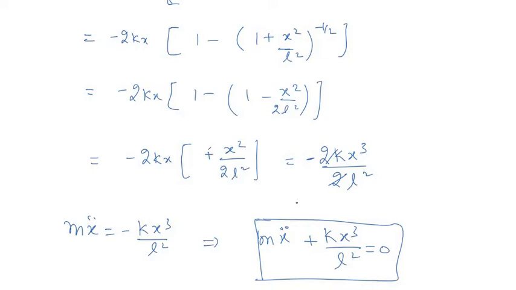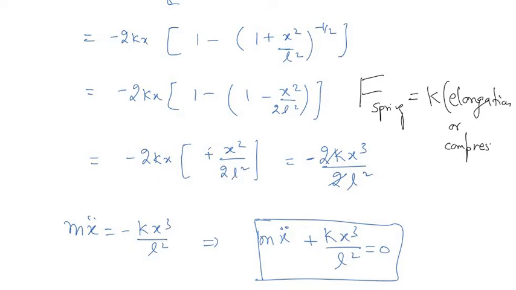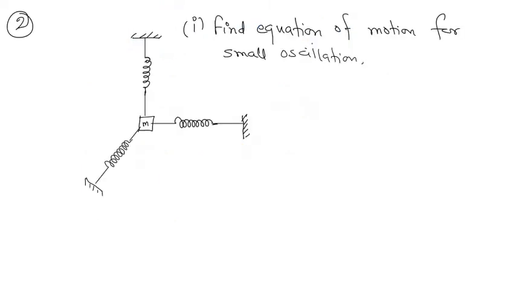So basically the misconception about writing the spring force is that the spring force is equal to k times the elongation or compression. So F of spring is always given by k times elongation or compression. Okay, so we solved this first problem. Now let us see the second problem.